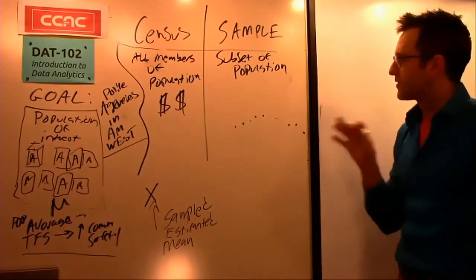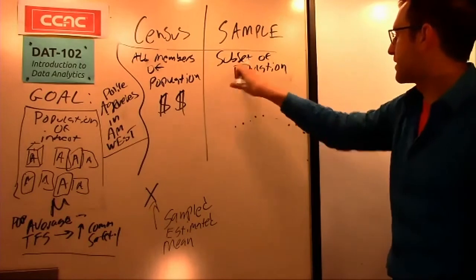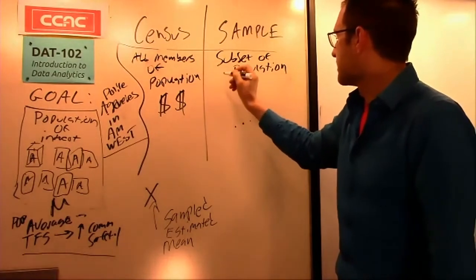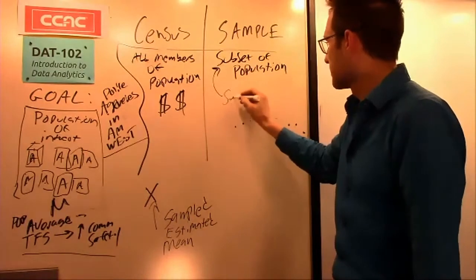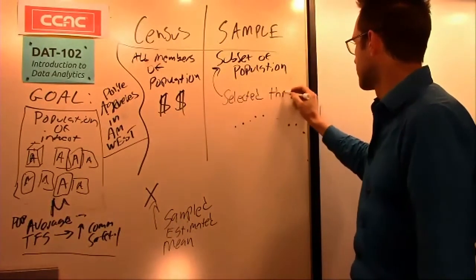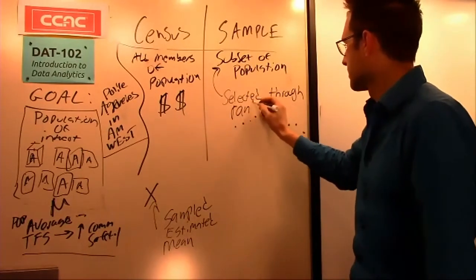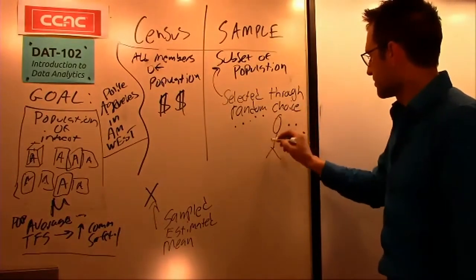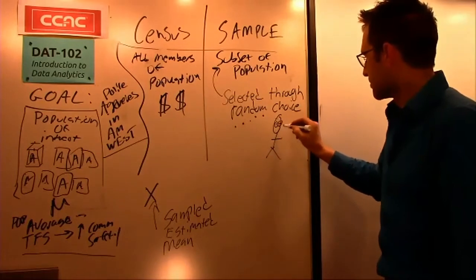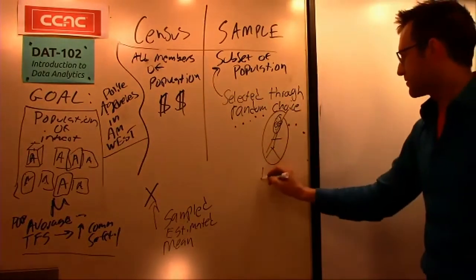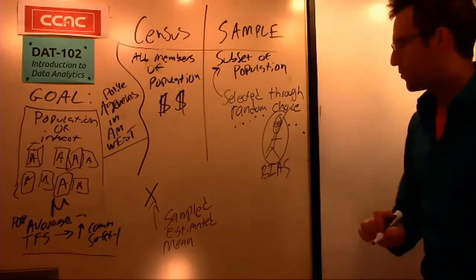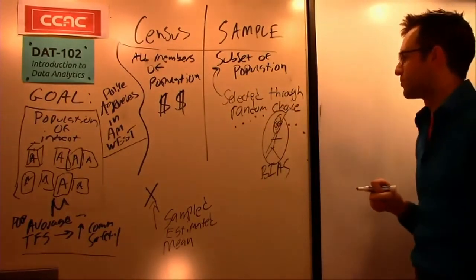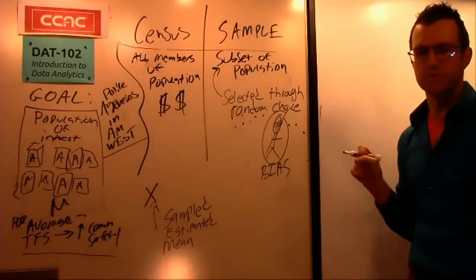So that brings us to how do we go about getting that subset, and we can actually put that in our notes here. So subset, and I'll say selected through random choice. And I'm gonna draw a little picture. Our goal of randomness is to remove the human bias in selection. So when possible, we want to use some sort of mechanical means for randomly selecting through random choice which one of those individuals should be chosen.